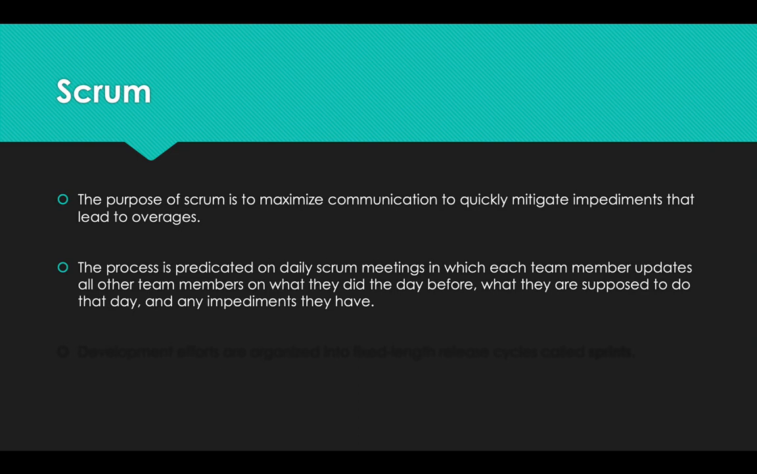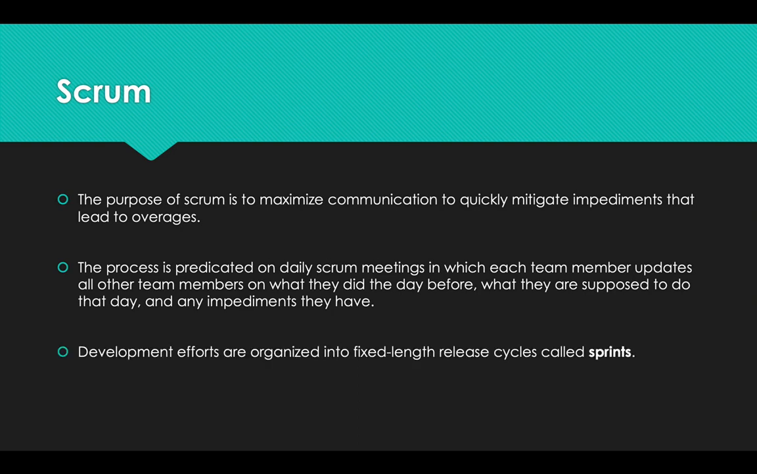So a large component of Scrum is the daily Scrum meeting, in which each team member updates all the other team members on what they did the day before, what they're supposed to do that day, and any impediments they have that are keeping them from doing their job. This is really facilitated by what's called a Scrum Master, and the Scrum Master's job is to make sure that the Scrum meeting doesn't take half a day.